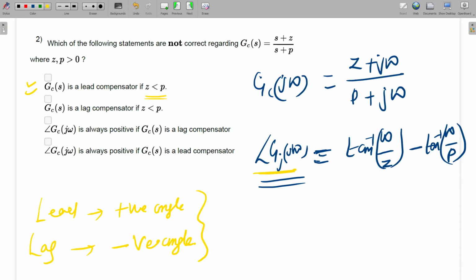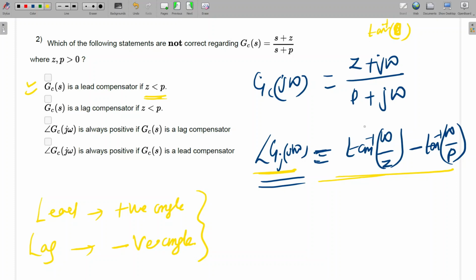If z is less than p, then what will be the angle? Can anyone tell whether this angle will be positive or negative? See, z is less than p. What is it like tan theta? Theta is tan inverse of something constant. So if the constant increases, what will happen to theta? Theta will increase only.